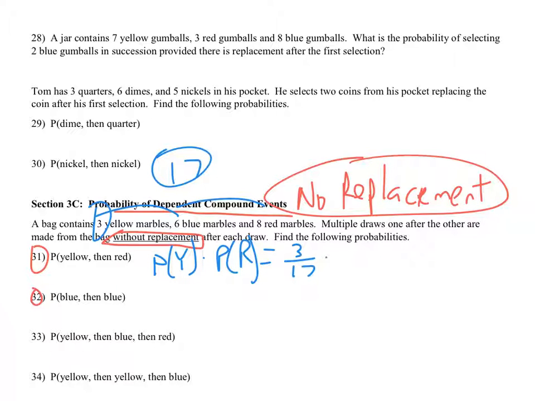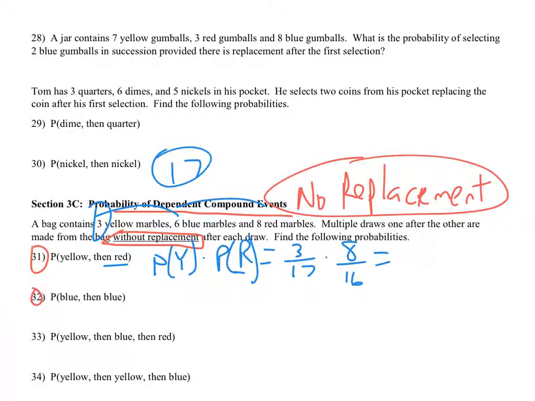Now, I drew out a yellow on the first draw, and this is key. There is no replacement on this problem, which makes it dependent. That means I only have 16 marbles left for my second draw. So the first event happened, I took out a yellow, so now there's only 16. I keep it out of the bag. Now there's only 16 marbles left, and I want the probability of a red. Well, there are 8 reds out of 16.